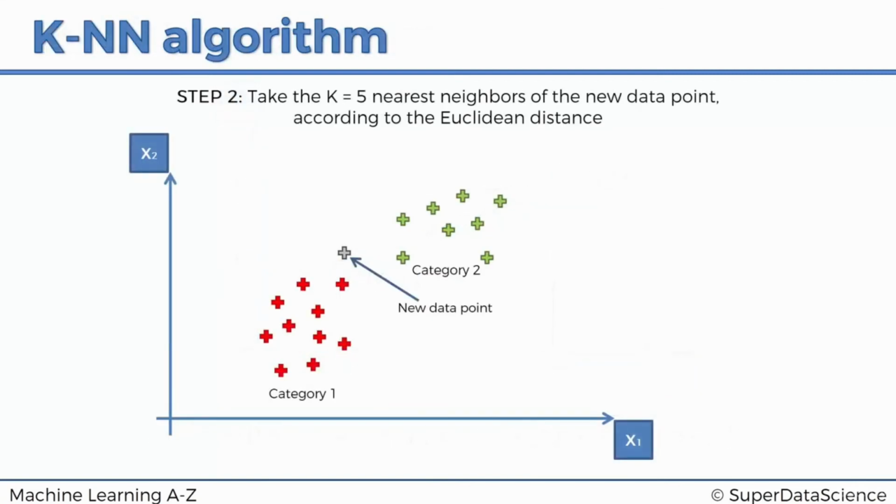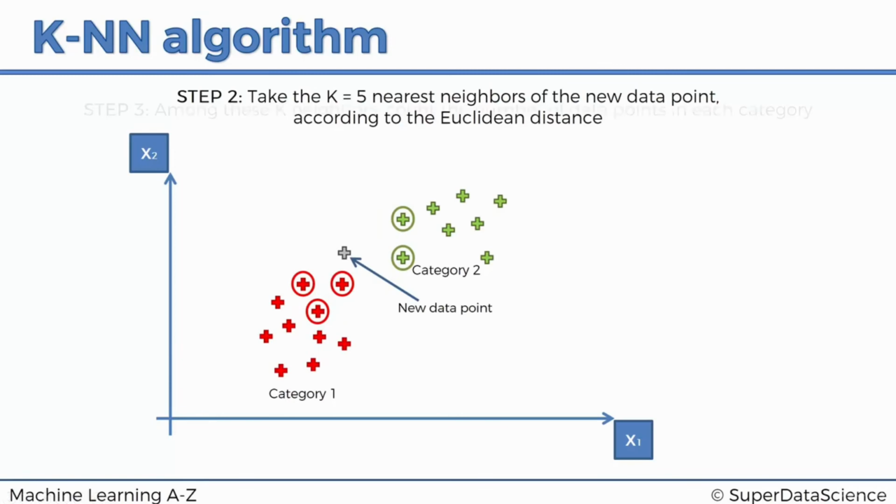So here's our new data point. How are we going to identify which are the closest 5 neighbors? Basically we just look at them and we see the distances here. So we can see that's the closest one. That's probably the second closest one, the third closest, fourth closest, fifth closest. So let's outline those. There we go.